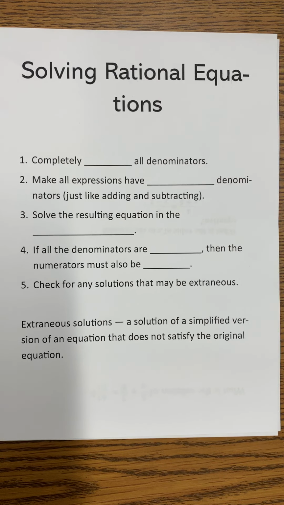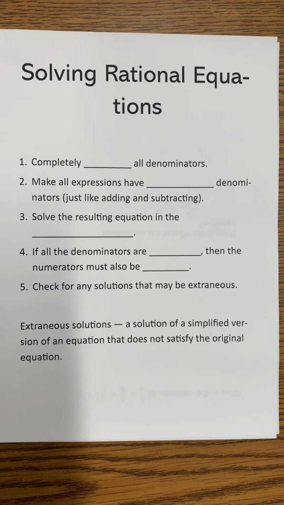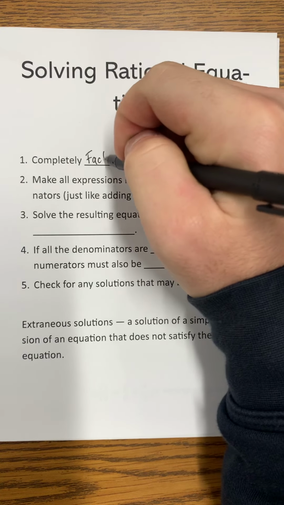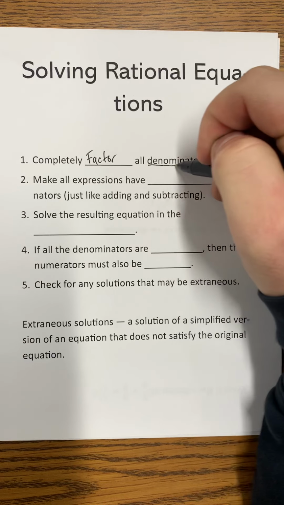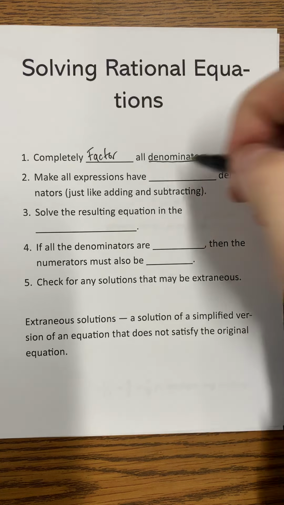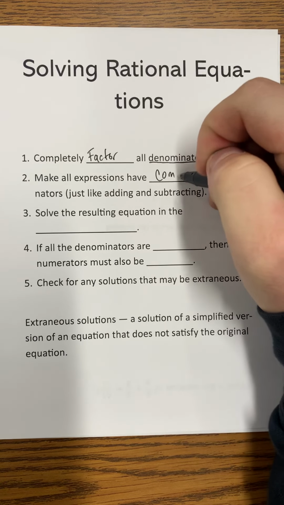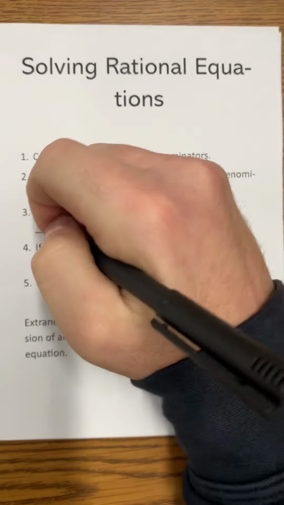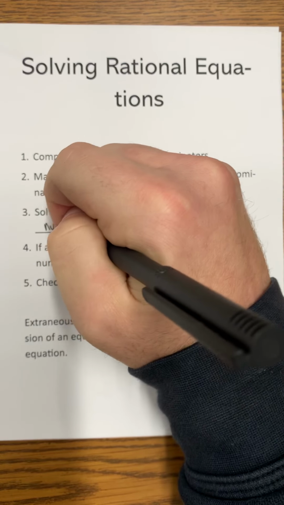Hi, in this video we'll talk about how to solve rational equations. The first thing we want to do is completely factor all the denominators, not the numerators, just the denominators. At that point, we want to make all expressions have common denominators, just like we did when we were adding and subtracting. We're going to solve the resulting equation in the numerator.